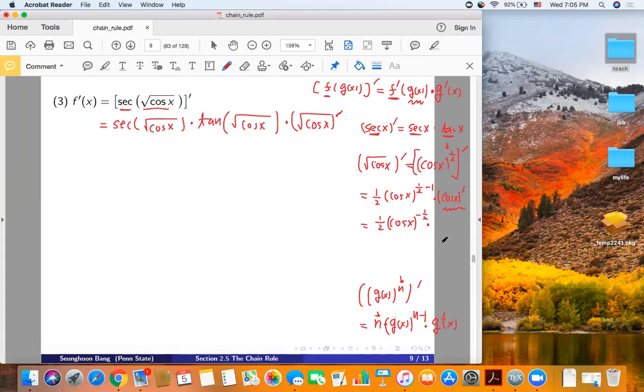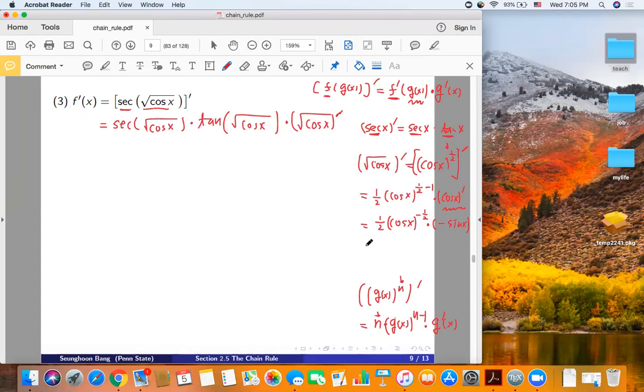Do you know cosine of x prime? Do you remember cosine of x prime? What is the cosine of x prime? Negative sine x, is it right? Yes, thank you.